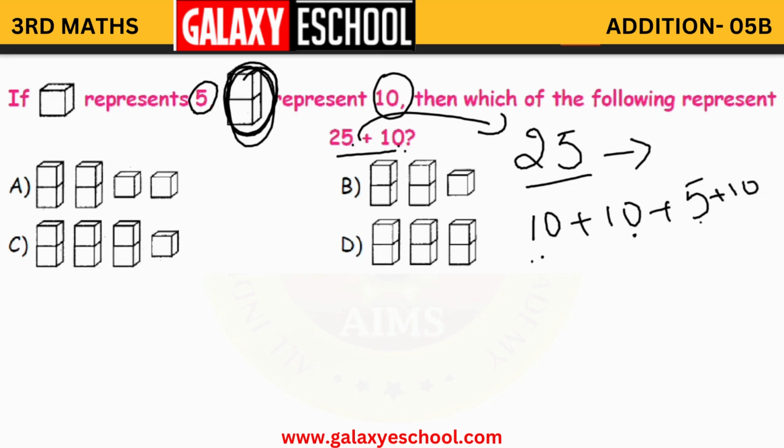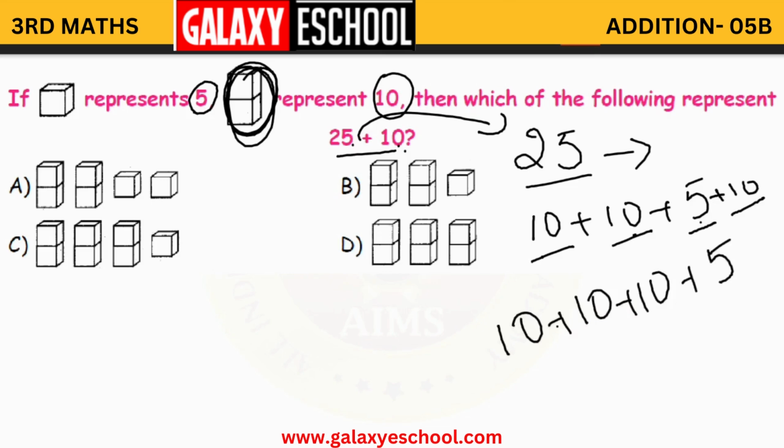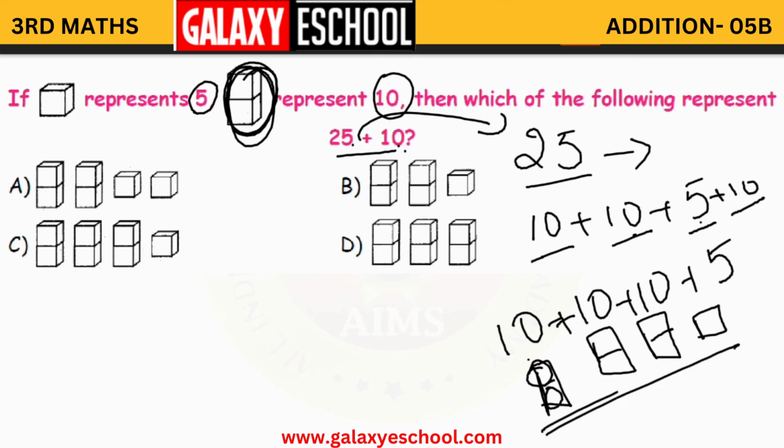So what do we understand from this? We understand that there are 3 10s and 1 5. 10 plus 10 plus 10 plus 5. Yes. Now 10 means 2 blocks. Again another 10, 2 blocks. Again 2 blocks and 5. So which option here is the same as this? 3 blocks of 10 and 1 block of 5.